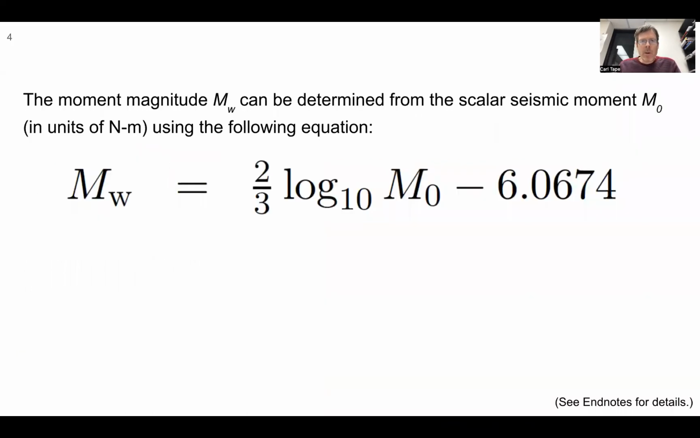So the moment magnitude MW can be determined from the scalar seismic moment M0, which is in units of Newton meters or joules for energy, using the following equation. So given M0, we take log base 10 of that number, multiply by 2/3 and subtract 6.